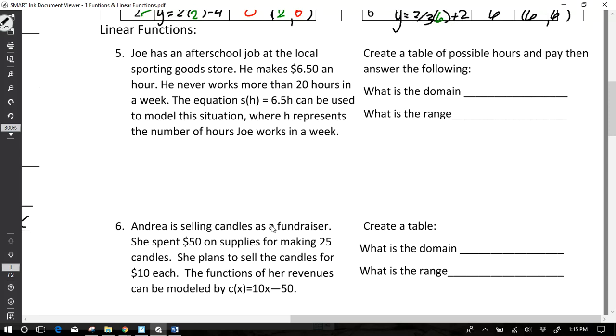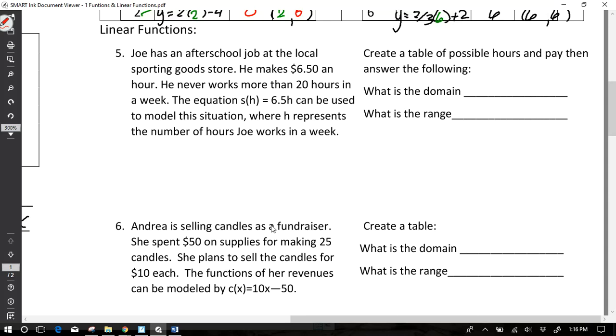Joe has an after-school job at the local sporting goods store. He makes $6.50 an hour. He never works more than 20 hours in a week. The equation S of H equals 6.5h can be used to model this situation, where h represents the number of hours that Joe works in a week. And over to the right, it says create a table of possible hours and pay, and then answer what is the domain and what is the range.